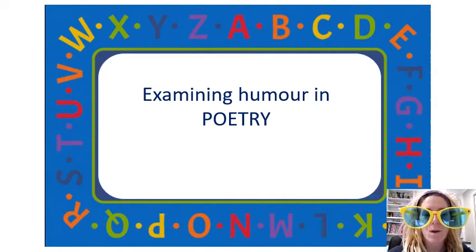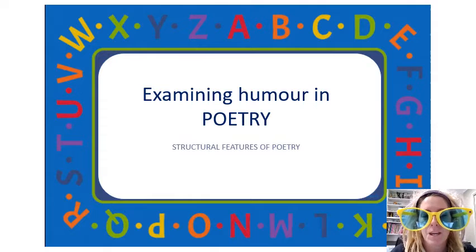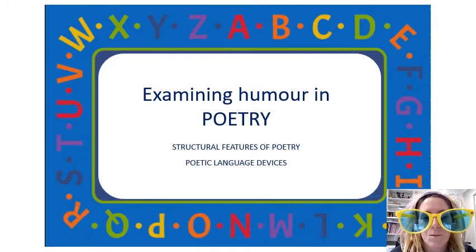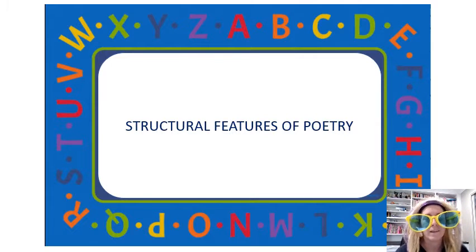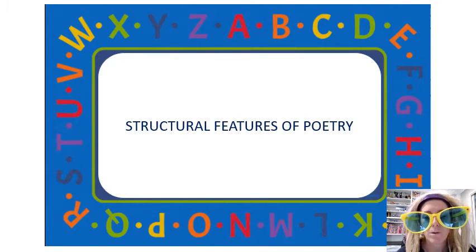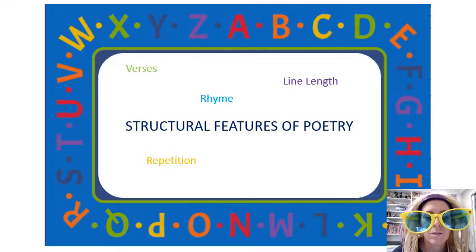Let's think back to our English. We have been examining humour in poetry. So what does this actually mean? This means the structural features of poetry and the poetic language devices. Now, I don't have my real glasses on, obviously, so bear with me. Let's have a look. See who can remember what structural features of poetry actually means. Let's see how many you'll get. Verses, rhyme, line length, repetition, and rhythm.